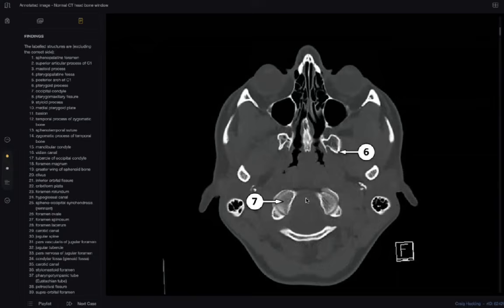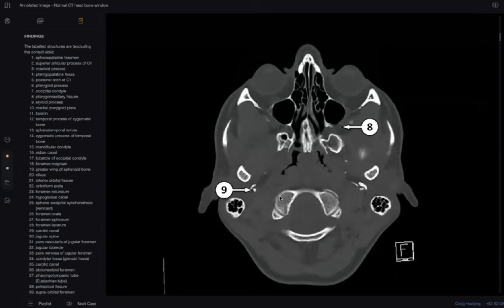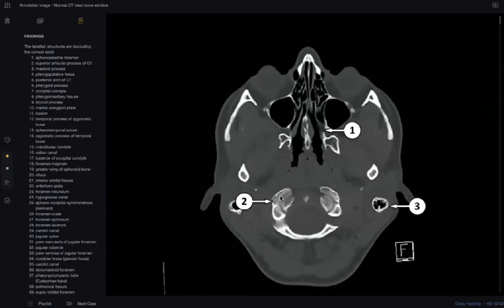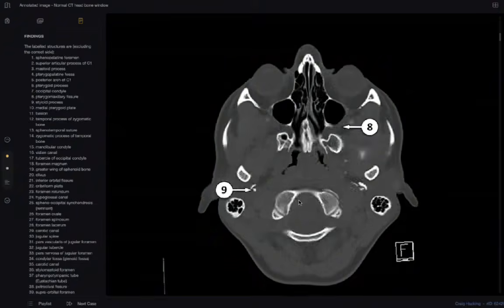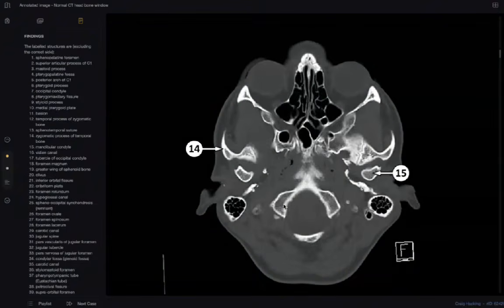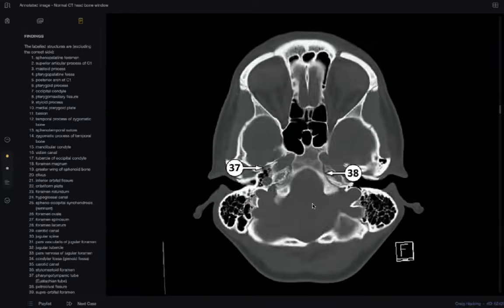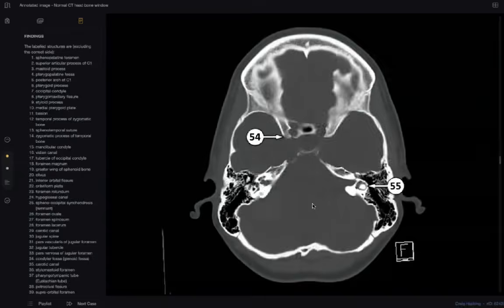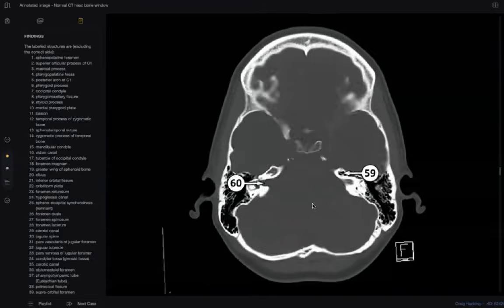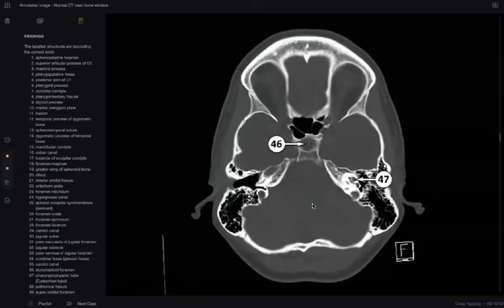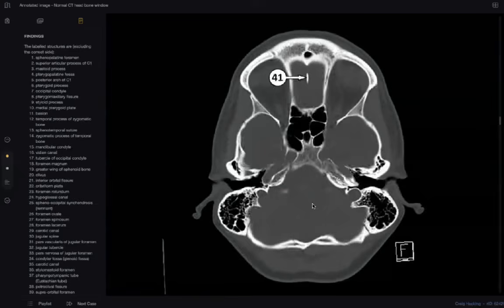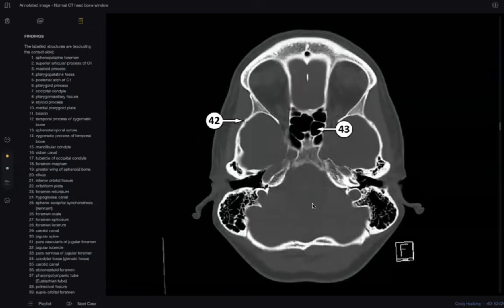Okay, so this is C1. I know it is very difficult in axial. This is C1. If you go up, this is the foramen magnum. So this is the occipital condyle of foramen magnum. I know it is unfamiliar and difficult, but we must know the minimum about the skull.